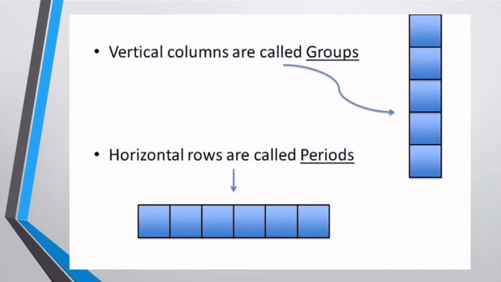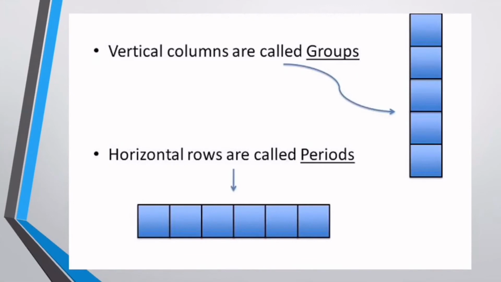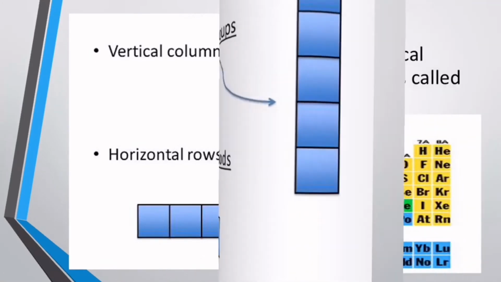So now we all know what groups and periods are in a periodic table. Vertical columns in a periodic table are considered as groups. These go from upward till downward, and from left to right, the horizontal rows are considered as periods.